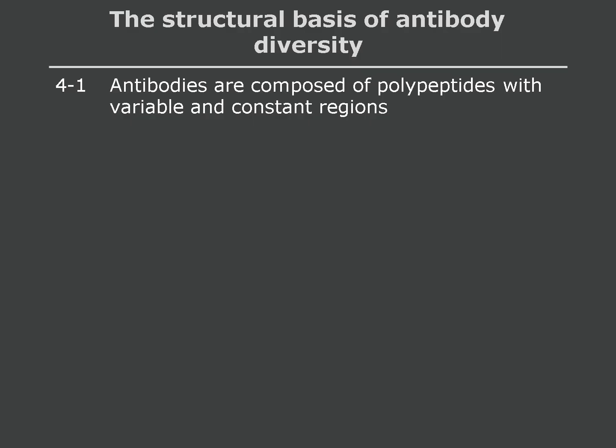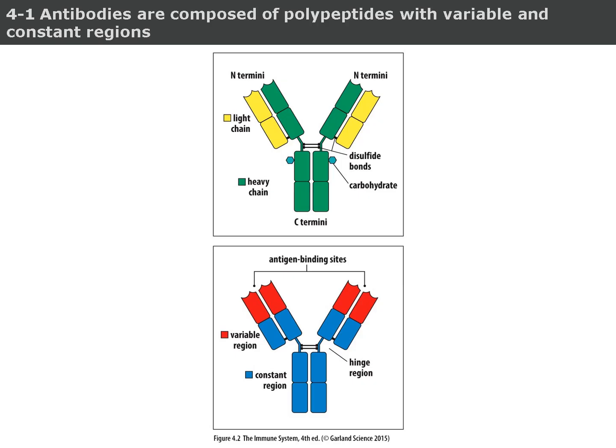Antibodies are composed of polypeptides with variable and constant regions. Antibodies, also known as immunoglobulins, are Y-shaped molecules made up of 4 polypeptide chains. 2 identical heavy chains shown in green and 2 identical light chains shown in yellow. These chains are held together by disulfide bonds to maintain the antibody structure. The tips of the Y, labeled as the N-termini, are where antigen binding occurs. The base of the Y, or C-termini, helps anchor and stabilize the molecule.